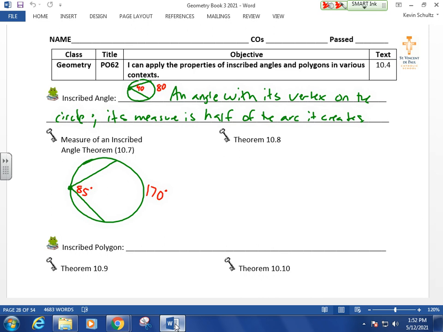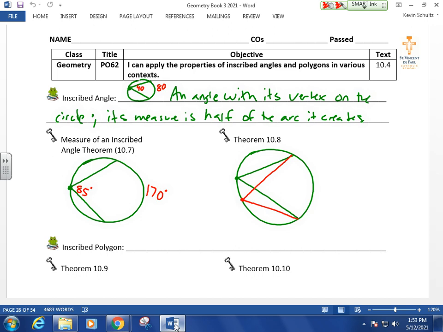All right. Theorem 10.8 has to do with what happens when you have congruent inscribed angles. So I'm going to ask you to draw another circle. And if you have two inscribed angles, let's have one going like this and one going like that. And we'll draw a second inscribed angle. I'll do this in red so you can tell the difference here. One going like this and one going like that.